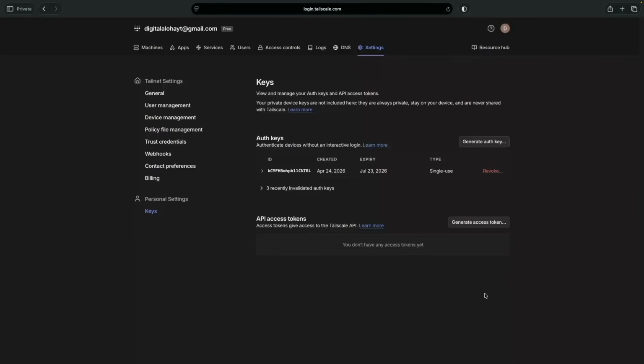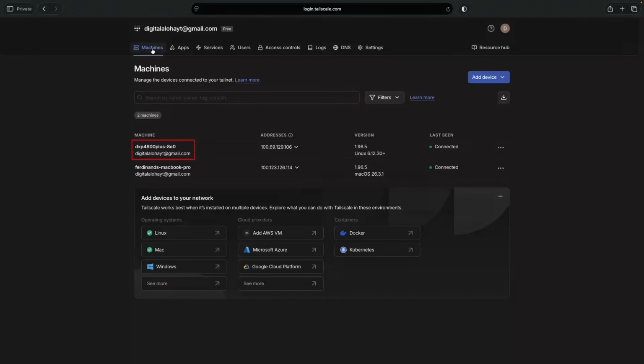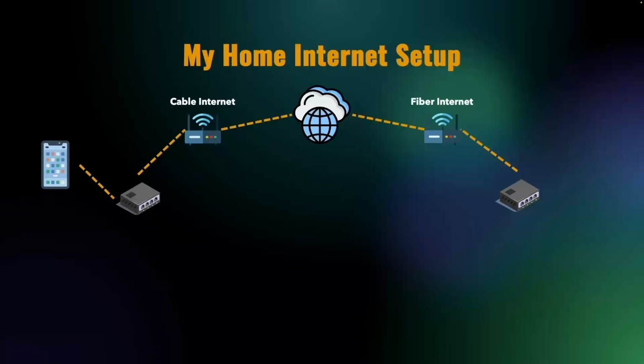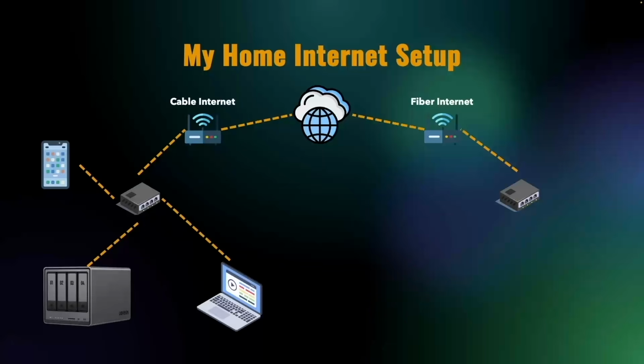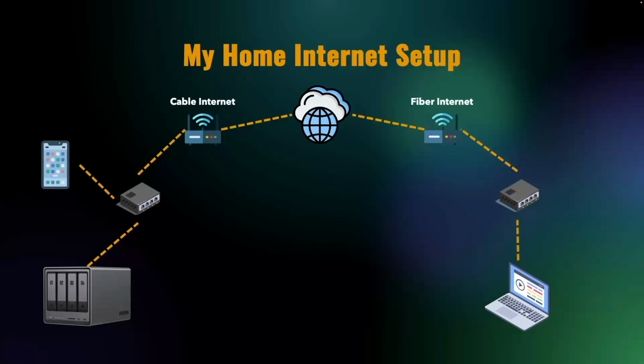If you switch back to your Tailscale web console and click on Machines, you should now see your UGREEN NAS listed as an additional machine in your Tailnet. For my home setup, I have multiple internet providers, and both my UGREEN NAS and MacBook Pro are currently on my cable connection. What I'll do is disconnect my MacBook Pro from that network and connect it to my fiber internet provider, so I'm no longer on the same LAN as the UGREEN NAS. This will help me demonstrate how Tailscale works.